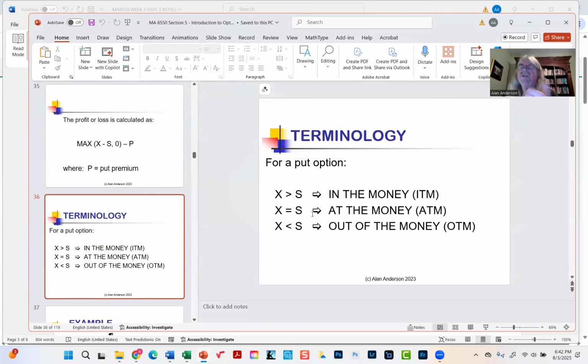By the way, these obviously have to be changed. Now, when the gold price is below the strike, the put is in the money because we'll exercise it and have a positive payoff. When X equals S, this part is the same. They're both at the money. And when X is below S, we're out of the money because we would never exercise the put if the gold price was greater than the strike price. That would be scenario one.